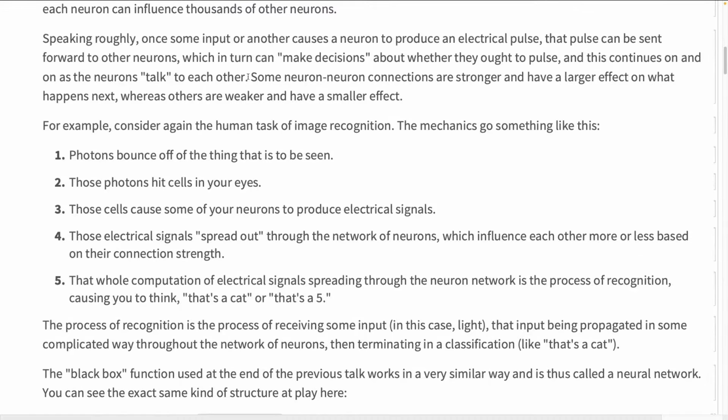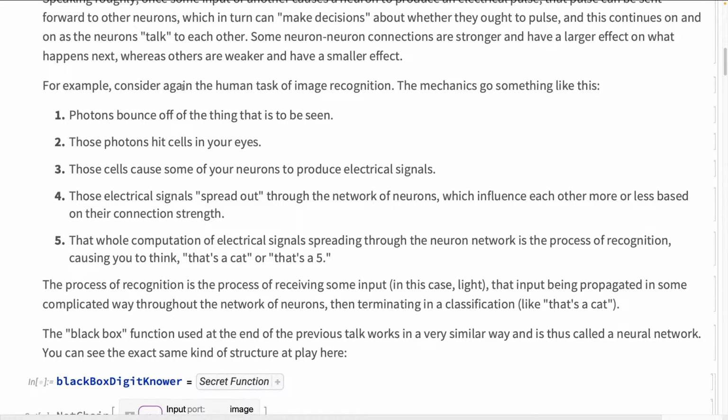It's important to note that some neuron-neuron connections are stronger and have a larger effect on what happens next, while other connections are weaker. So while neurons are connected on average to, say, 1,000 or so other neurons, they're not connected with the same strength to all those other 1,000 neurons. So I think an example helps to clarify things here.